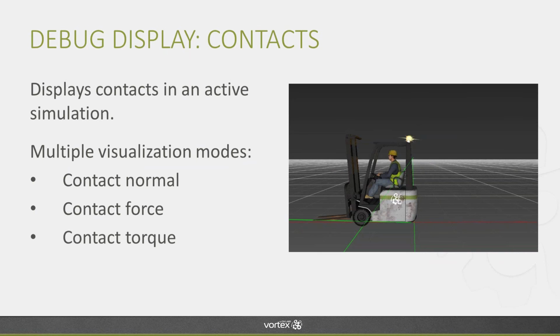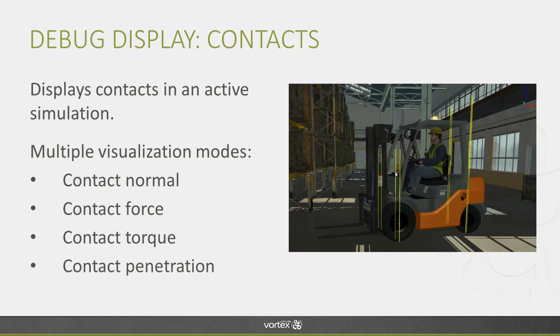We can also turn on the contact torque visualization mode, which tells us the point where that torque is applied and the direction and strength of it. Contact penetration is a trickier display. It shows you penetration in the simulation. So we've bumped it up here for this example, but typically penetrations will be very small. So this is an extended line, so we can clearly see the strength of those penetration contacts.